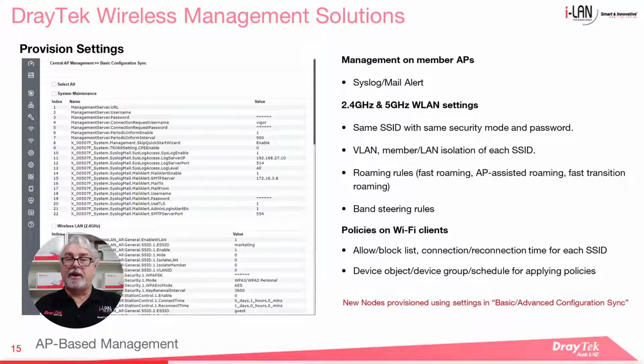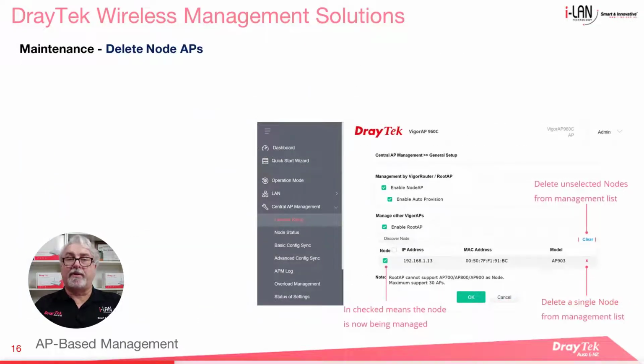When new nodes join the APM network, they will be provisioned using the settings in the Basic and Advanced Configuration Sync menu. Items that can be configured are syslog, mail alert settings, Wi-Fi settings, and policy settings for Wi-Fi clients. There are also a few maintenance tasks that can be carried out from the root AP.